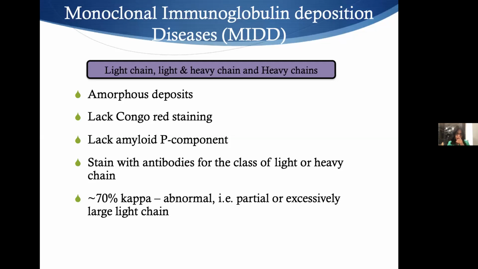Again, this is a disease which is majority kappa. So more than 70% of cases are kappa. Their kappa is usually abnormal. That's to say it's altered, it's broken. So you have partial light chains or excessively large light chains. And maybe this is one of the reasons why they are not so common, because we cannot easily detect them.